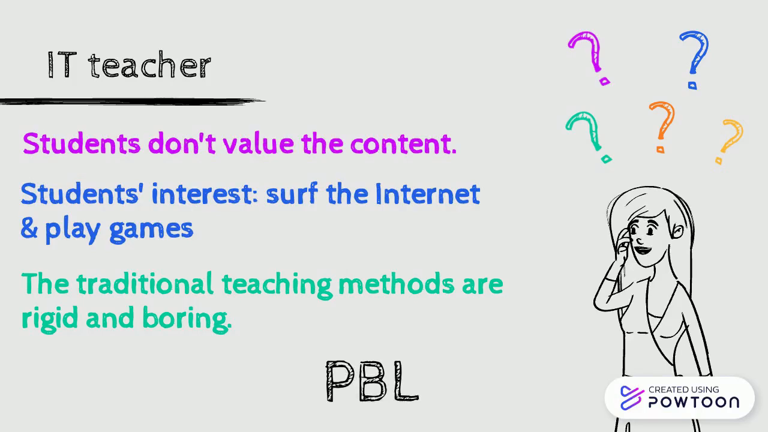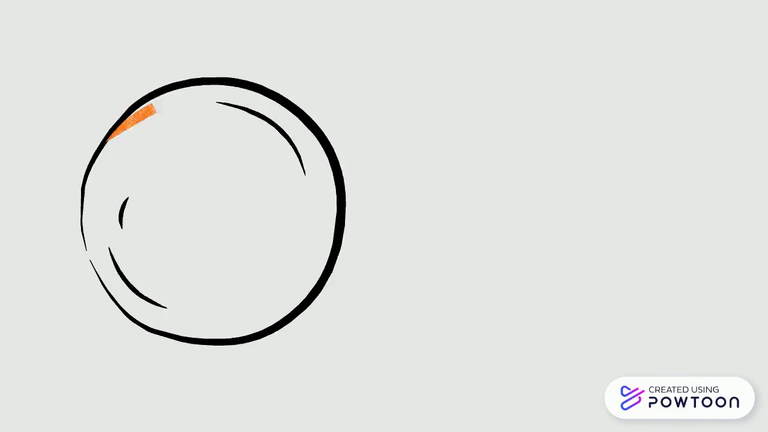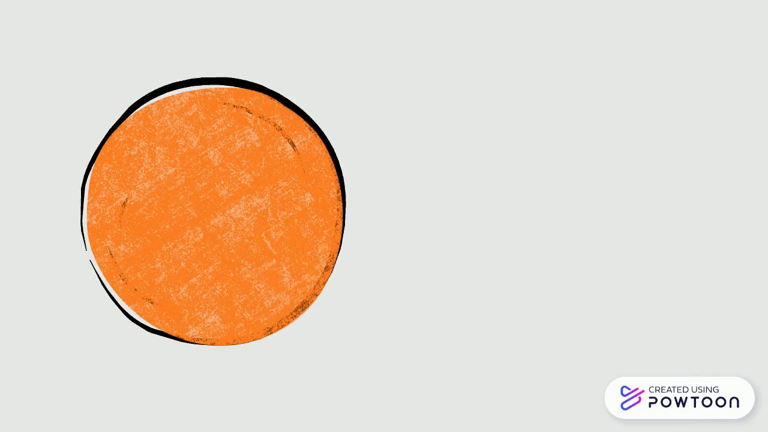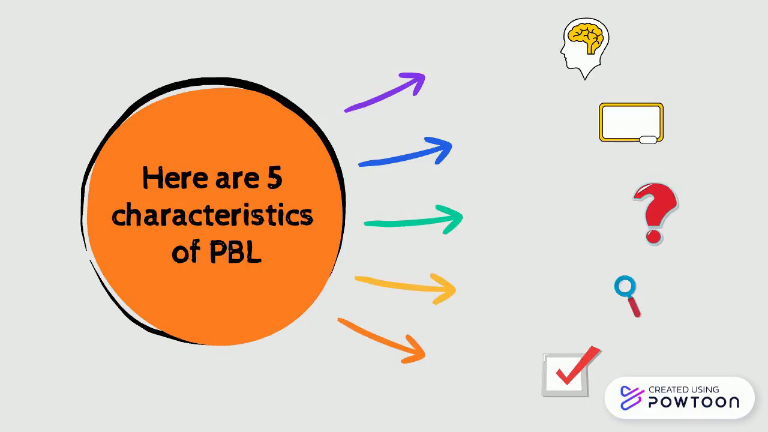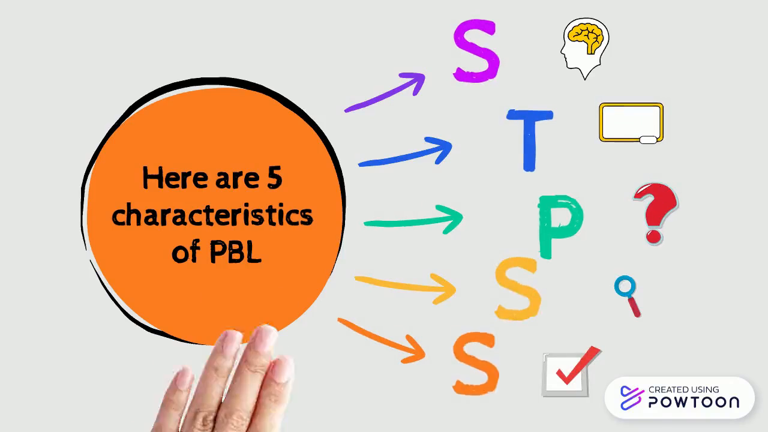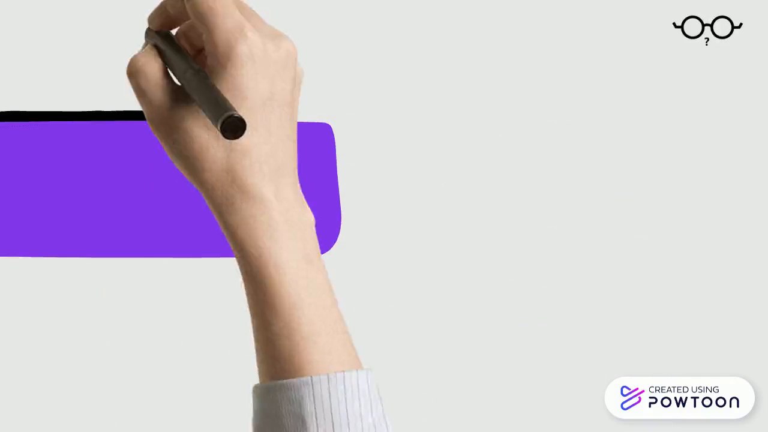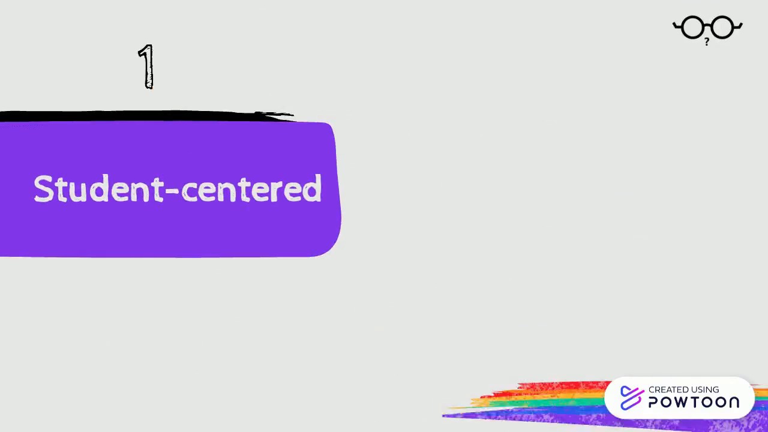As the first lesson in this series of courses, we need to learn the characteristics of PBL. Have you ever heard of 5 main characteristics of PBL? We can simply refer to this as STPSS. Let's start with the student-centered characteristics.